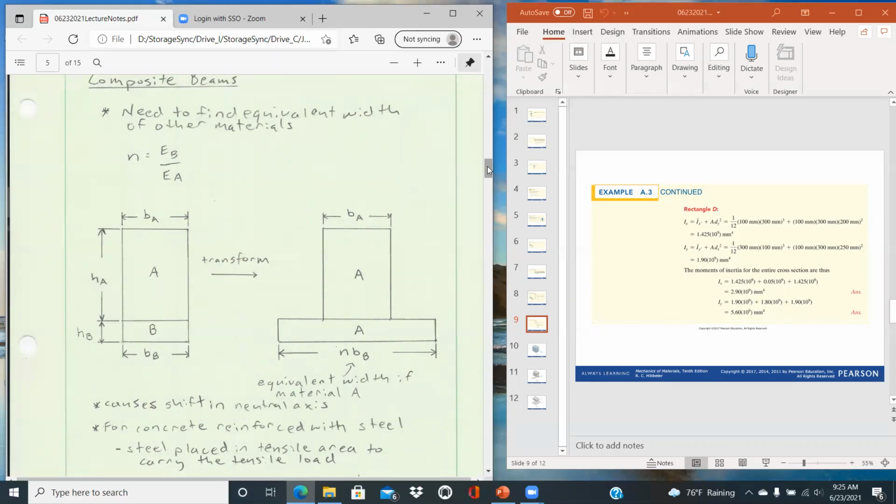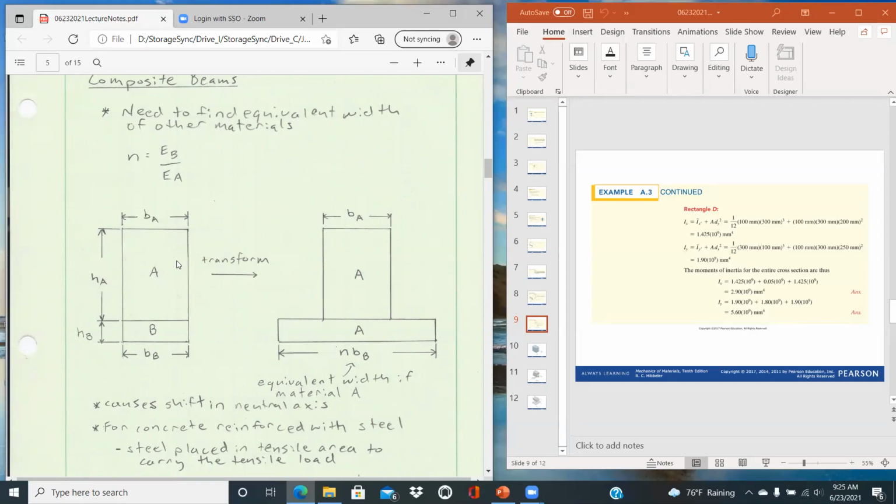Then when you're dealing with composite beams where you have two materials, to solve the area moment of inertia for that situation, you really need to transform one of those materials as if it were the other material, so you can find the area moment of inertia as if it were a common material. And so in order to do that, we just need to find the equivalent width of the other material.